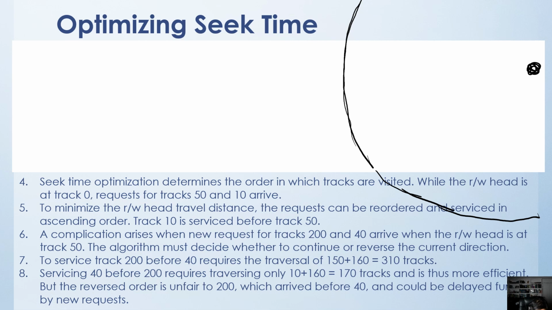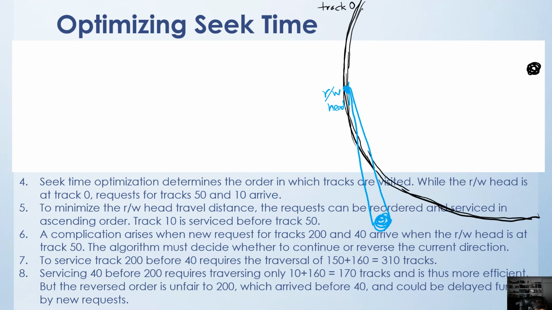Now the seek time optimization determines the order in which tracks are visited. Assume that the read and write header is at track 0. Where's track 0? Track 0 is the outermost track in the disk. So it's over here. That's track 0. So the read and write header is currently at track 0.